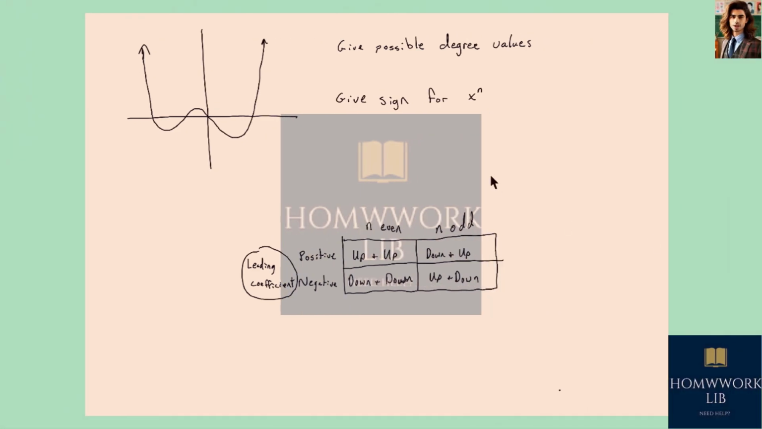All right, in your question, you are given a graph and you're supposed to give the possible degree values of this function and then give a sign for x to the n, this being the degree term of your polynomial. All right, so what we want to do from our graph is observe a few things. First off, to figure out the degree, we want to observe the number of turning points.